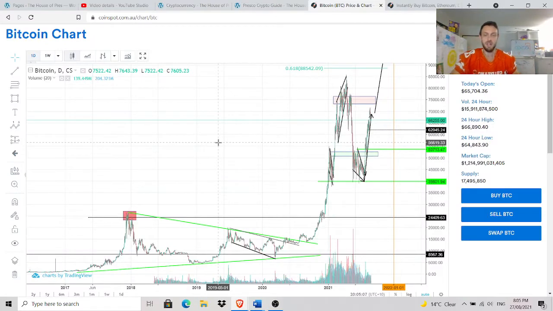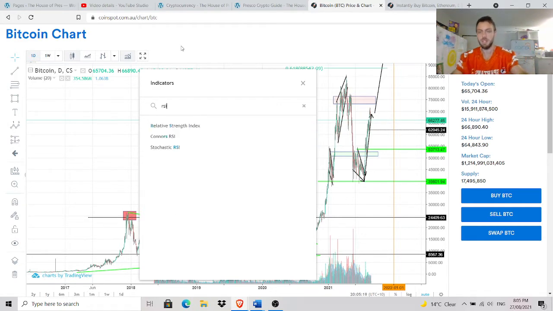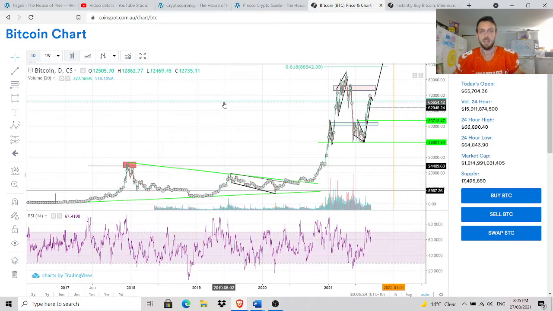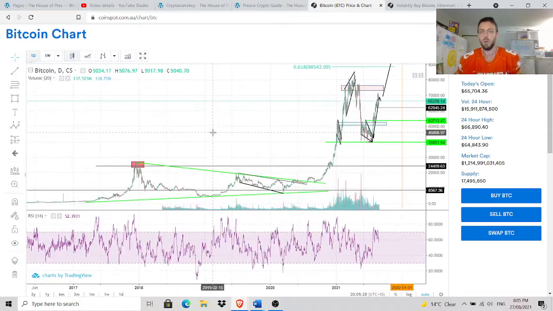So going back to the Bitcoin chart we were charting up yesterday. I'm going to go to this little tab here. It says indicators, and I'm going to bring up the RSI, which stands for Relative Strength Index. If you want to know a bit more, Google it. It's on the site and all that. Pretty much brings up an oscillator.